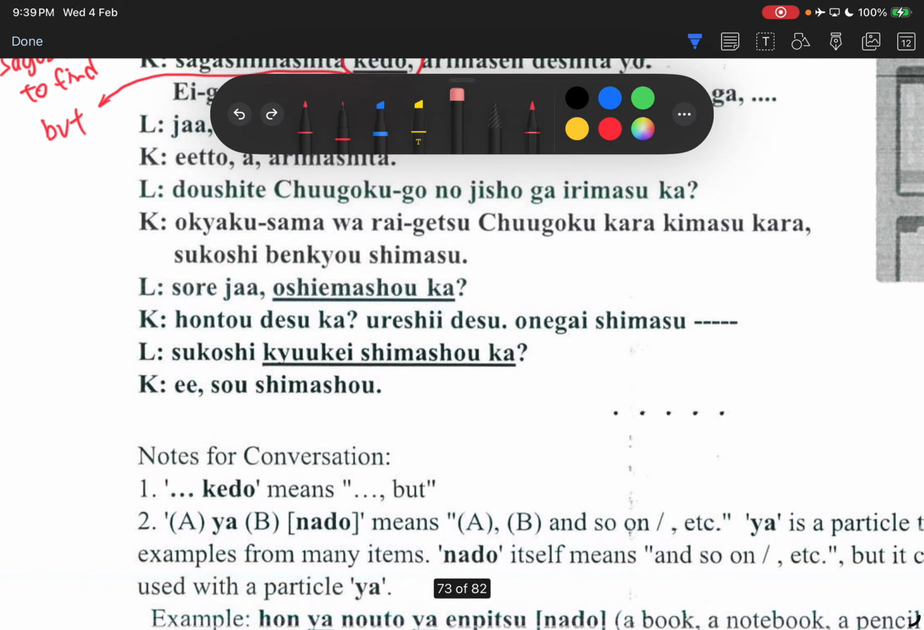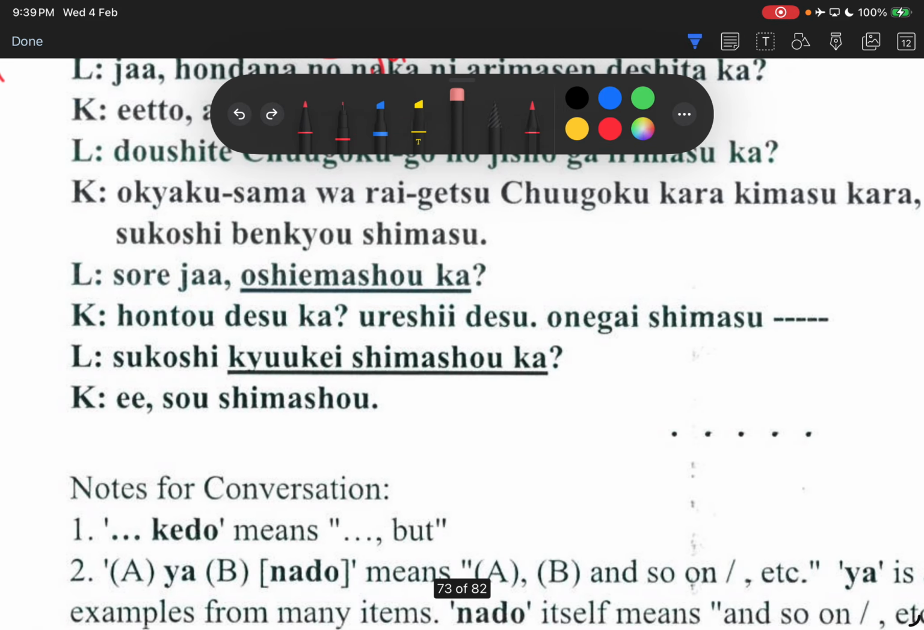Then K replies, 本当ですか? So 本当 means really. Really? Yeah, so really, question mark. Then he says, 嬉しいです. 嬉しい is an E adjective, which means excited or happy. I'll be very excited, I'll be very happy. 嬉しいです. お願いします. We learned お願いします in the first lesson. It means please. I'll be happy, please.